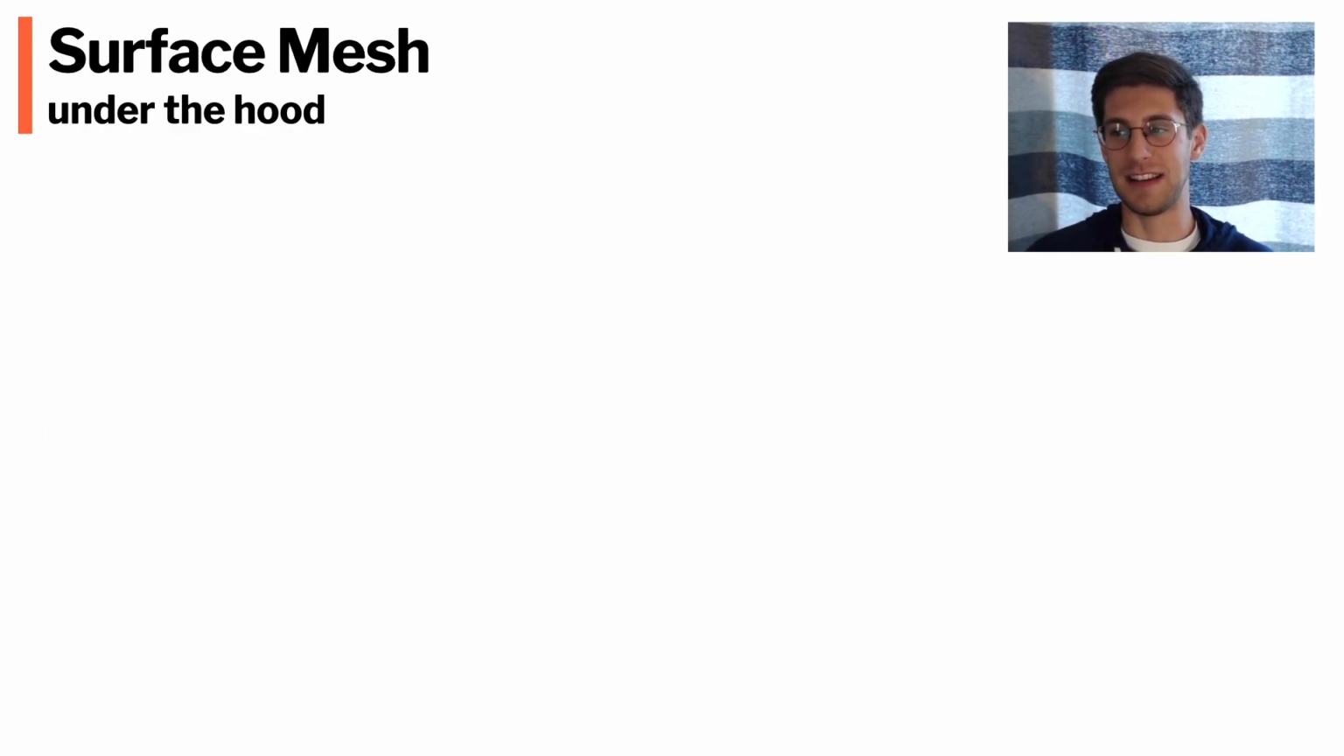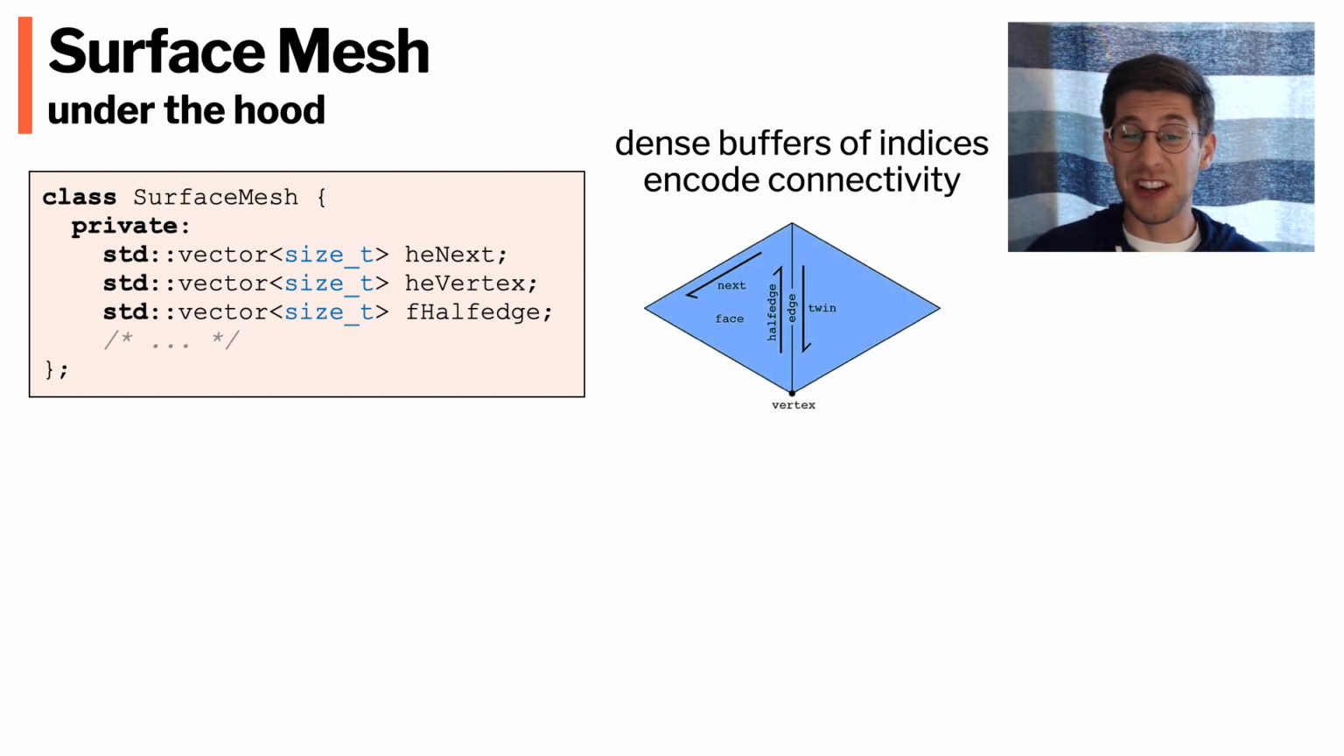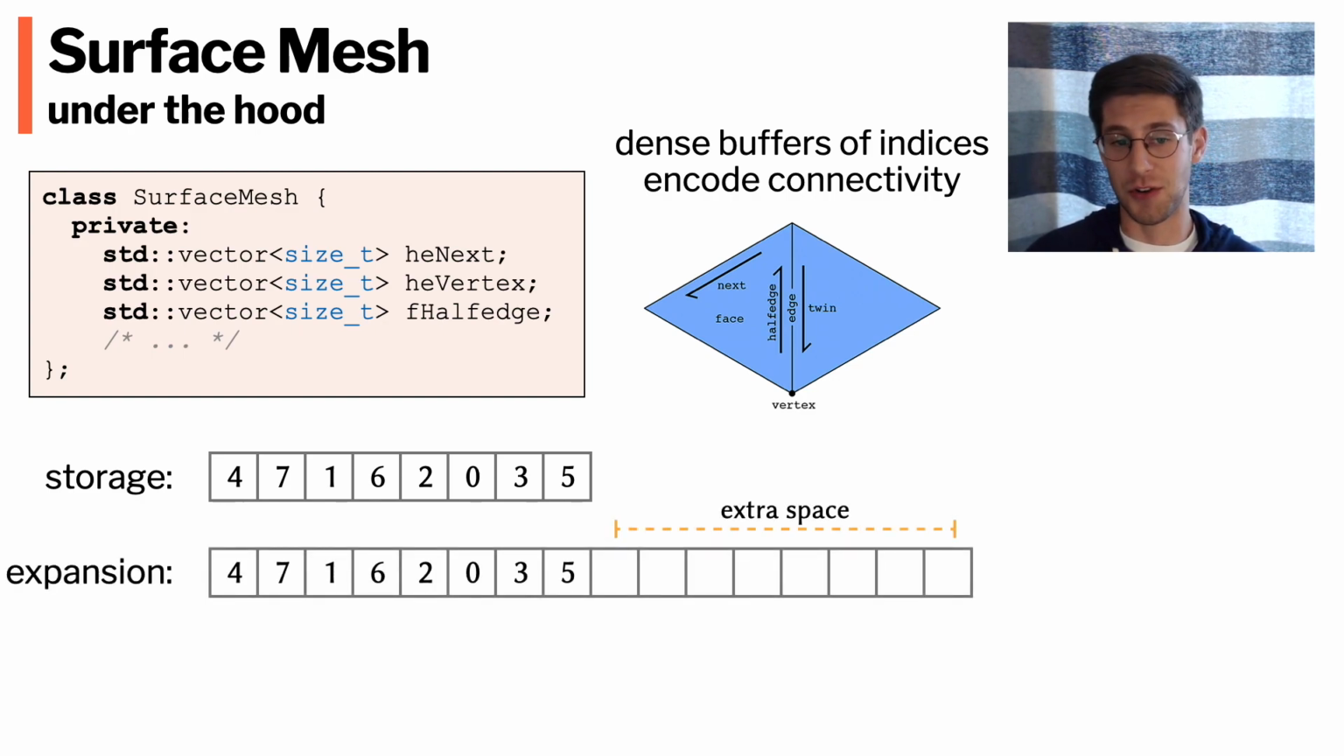So to give you a little bit more details under the hood about how the surface mesh in Geometry Central works, well, as I mentioned before, all of the connectivity is encoded using dense buffers, which are quite literally just standard vectors of indices. In particular, we use a half-edge mesh style representation, but as a user, this shouldn't matter to you at all. You shouldn't care that we're using a half-edge mesh. So all of the connectivity ends up being stored in these dense arrays of indices, so no dynamic allocation, no pointers, and so on and so forth.